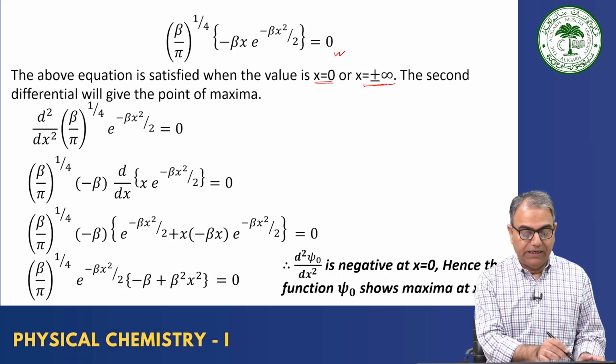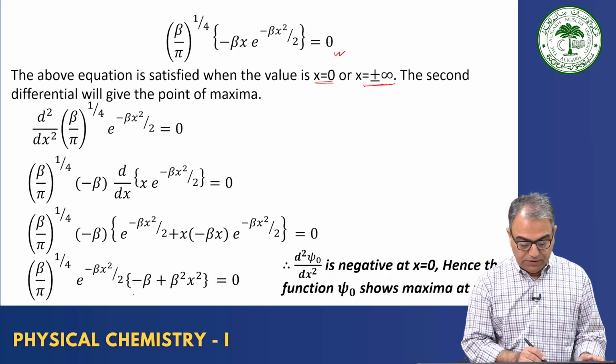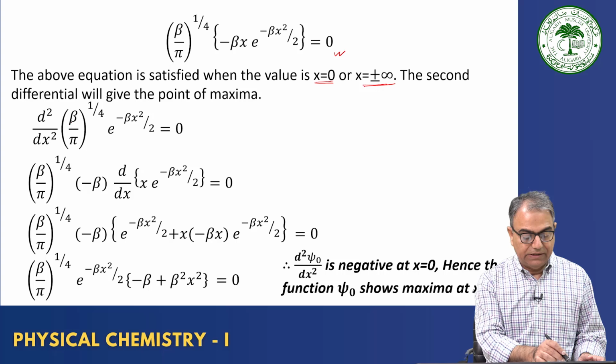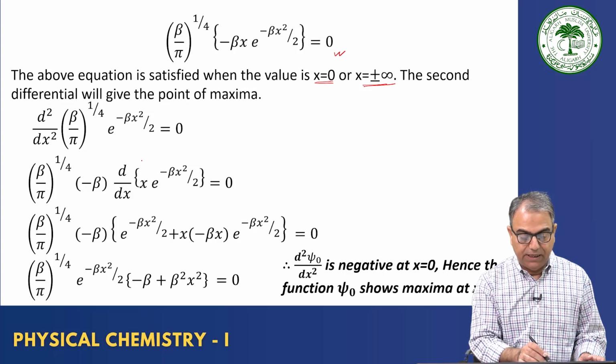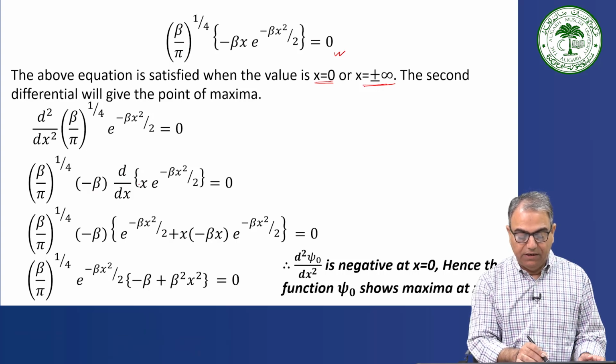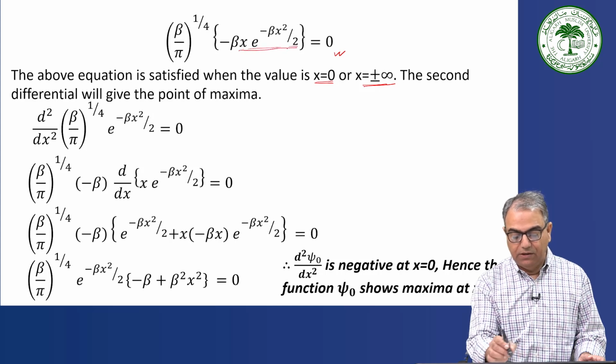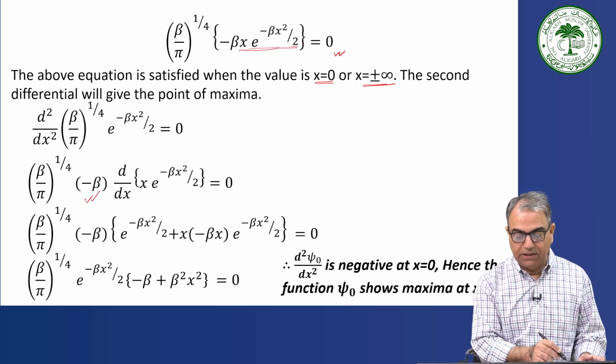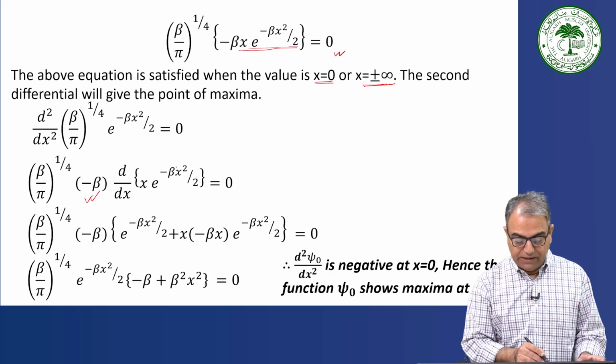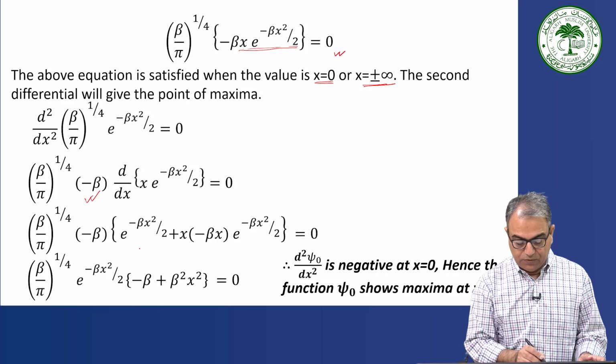Now, in order to find out the maxima, you will have to differentiate it again, the second differential. The second differential of the same function gives you this, where the prefactor remains the same, and then you have minus beta, which I have taken outside, and then the second differential is done for the remaining function. The second differential gives you this particular equation.